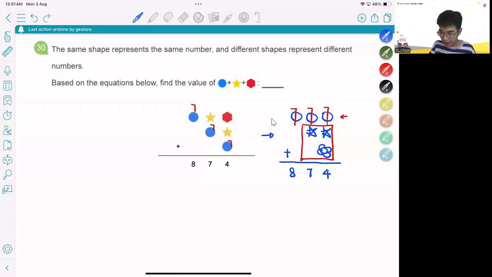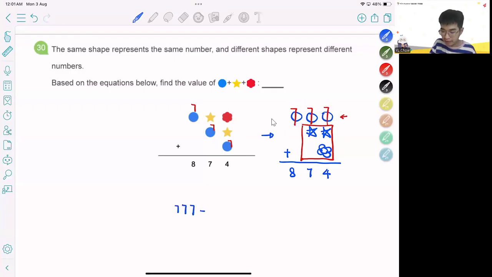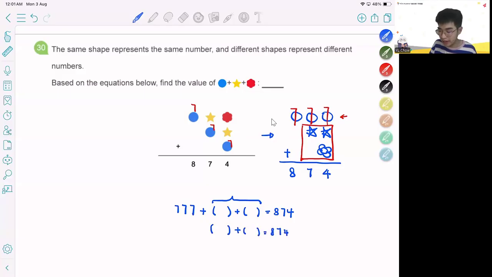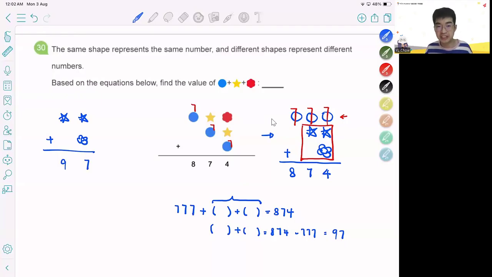So then 777 plus a two-digit number plus a one-digit number is equal to 874. Then how do I find the sum of these two numbers? Right, that will be these two numbers adding together is 874 minus 777 equals 97. Right, so that means my star plus flower is equal to 97. Now, can you figure out what digits I should choose for my star and flower now?